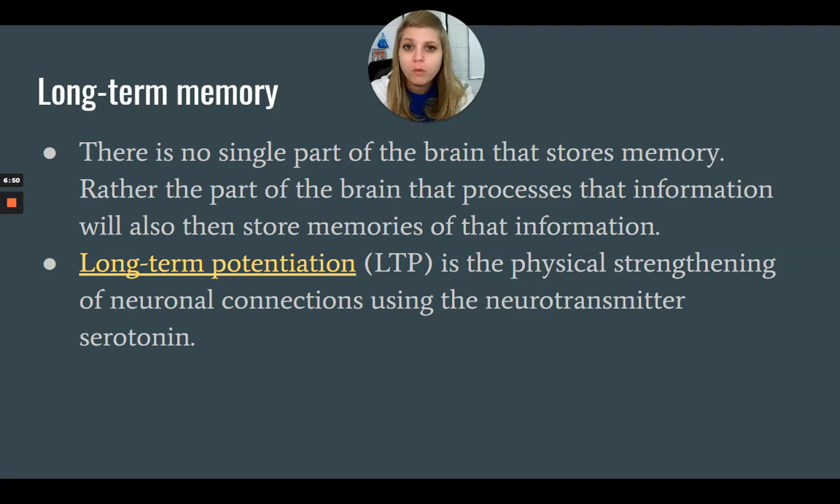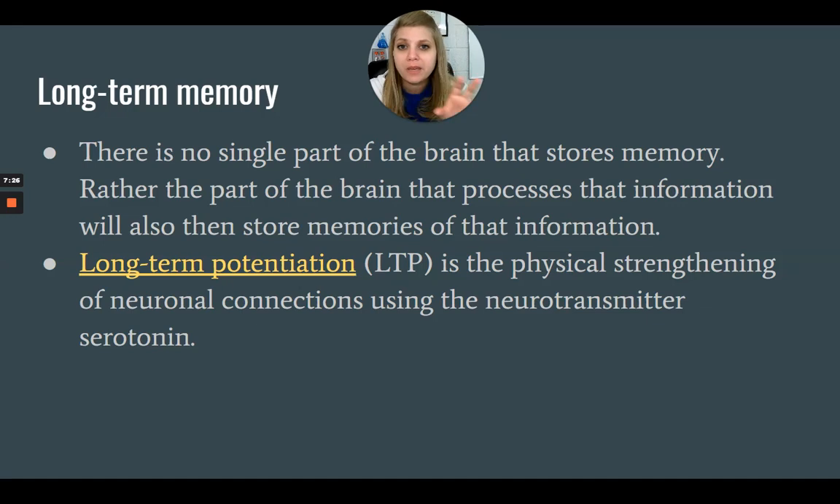So first of all, what we've been able to determine is that there is not one single place in the brain in which memories are stored. So like when we talked about the different parts of the brain in Unit 3, we talked about a primary auditory cortex or your sensory cortex for your sense of touch, things like that, that there isn't like a memory cortex, okay? Instead, what we've been able to determine is that memories are stored in the place of the brain in which it was processed.